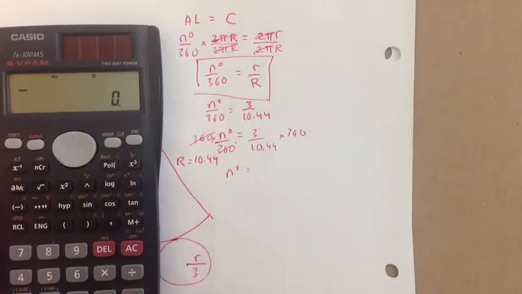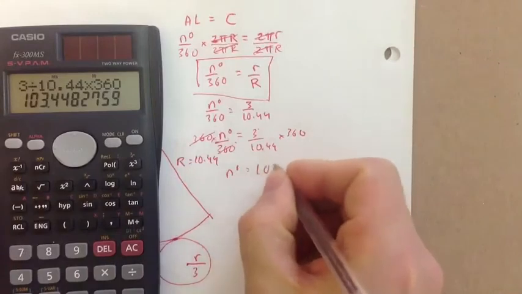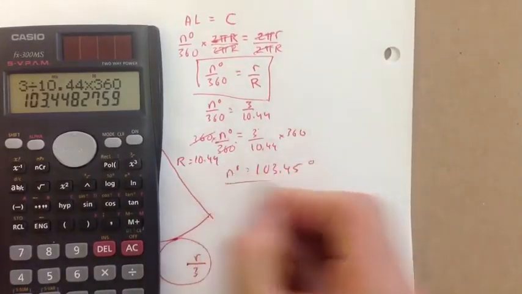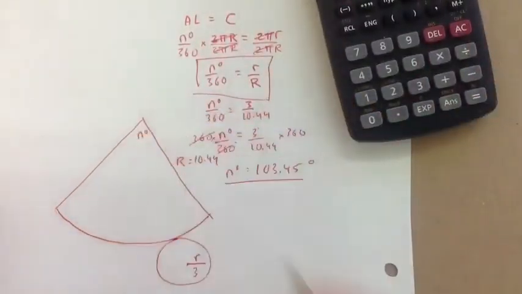So we have 3 divided by 10.44 times 360, and that gives us 103.45 degrees. Okay, and there's our answer. That's our central angle. That's what we're looking for. So now that we have our central angle, we can draw our arc, we know the radius, and away we go.